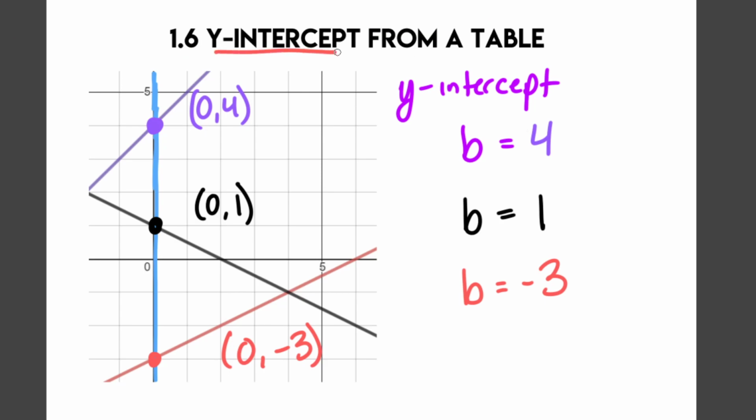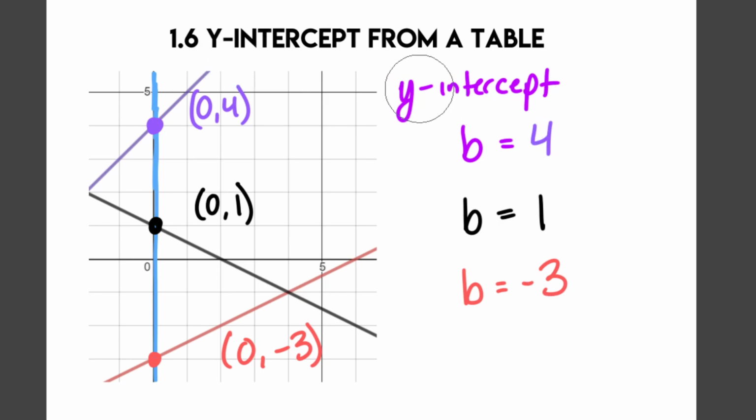In this video, we are going to be learning how to find the y-intercept from a table. Last time we did it from a graph. In fact, this little graphic image is from the last video, and I want to talk about a pattern that was occurring here that we didn't talk about in the last video. So I'm going to find the y-intercept from a table.